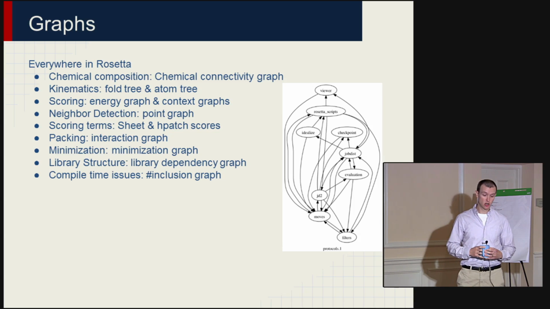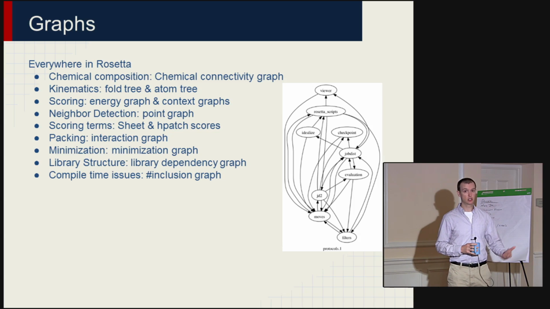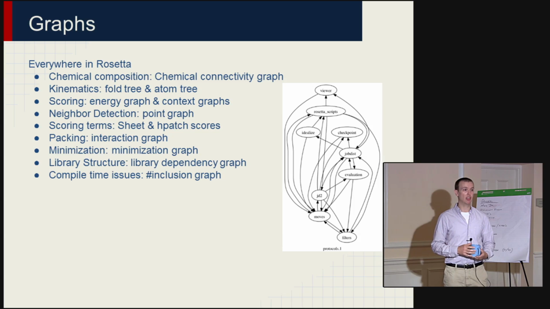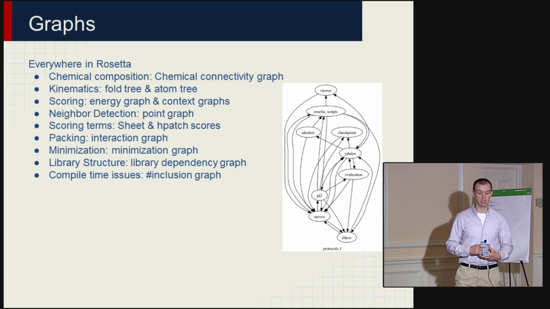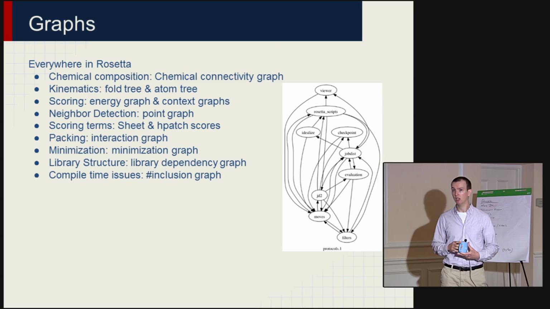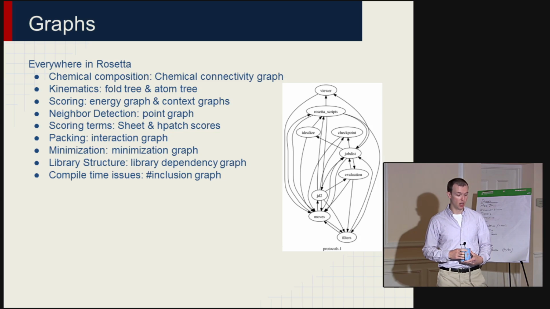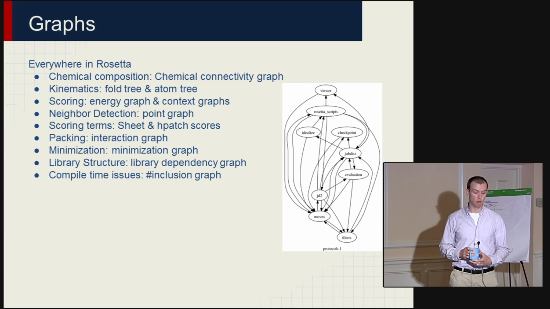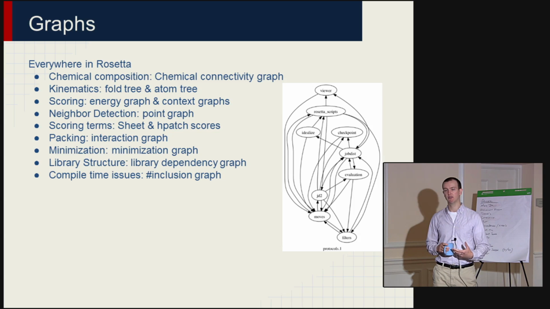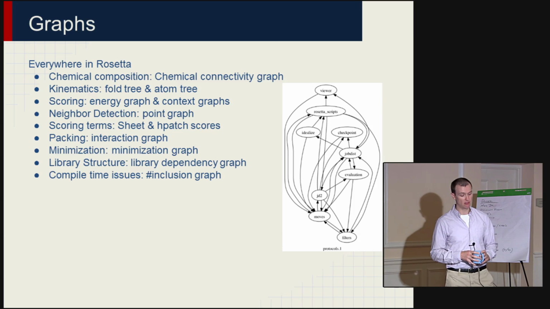For some of the scoring terms, we use graph algorithms. For instance, the sheet term figures out how many strands are in a contiguous sheet, and that's a graph algorithm. In the packer, we have an interaction graph. We have several for representing vertices, and then edges hold large tables of pair interaction energies. In minimization, there's now a minimization graph, which is a lot like the energy graph. It holds data representing some of the details of residue pair interactions. We won't talk about that very much.